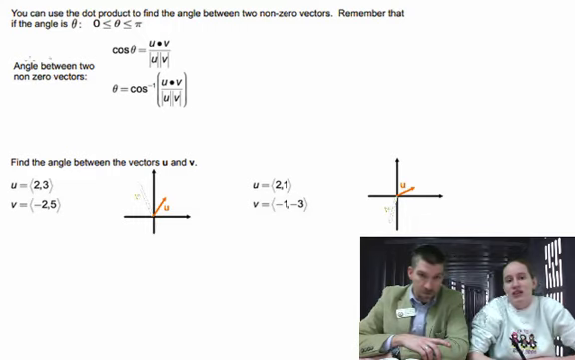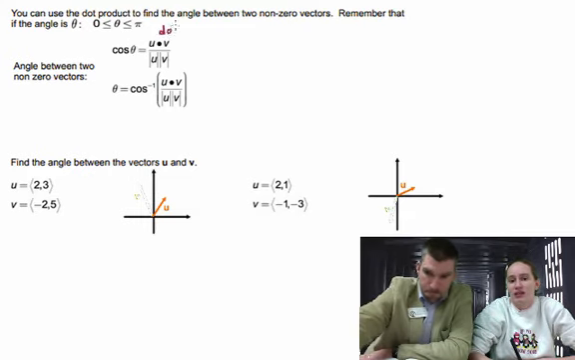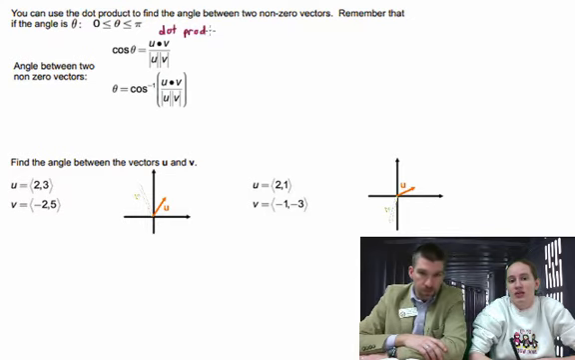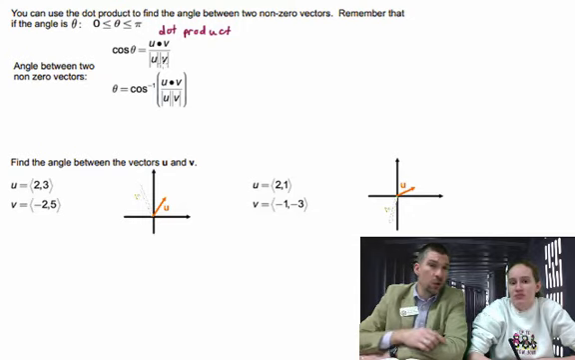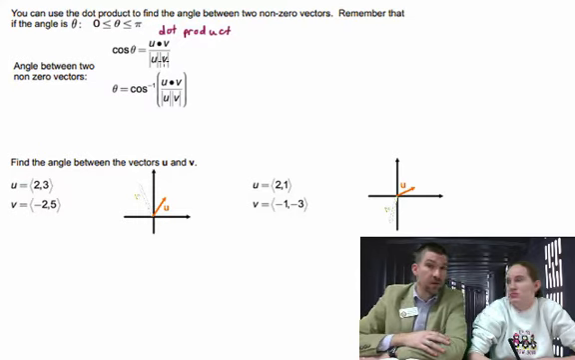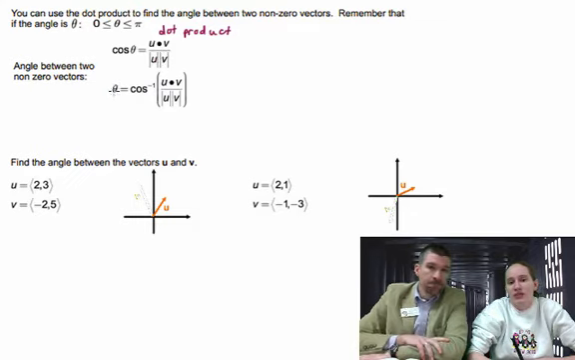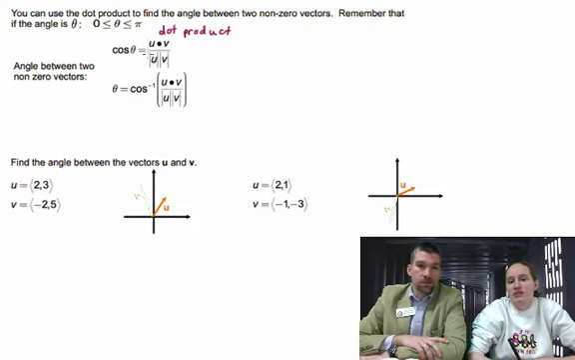So for the angle between two non-zero vectors, you can use cosine of theta equals the dot product of u and v over their magnitudes multiplied together. On top, we're dot producting; on the bottom, we multiply the magnitudes together. Remember, magnitude is distance, so those are going to be positive. The notation looks like absolute value bars, which are positive. If you were to solve for theta, you would take the inverse cosine, or arc cosine, of this.